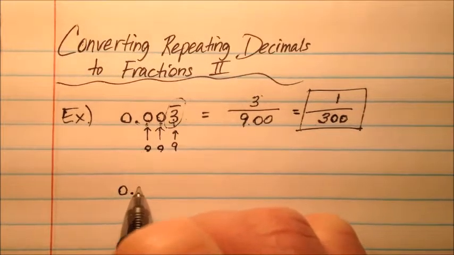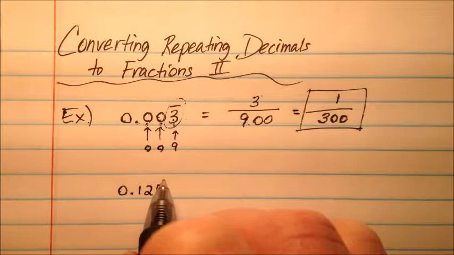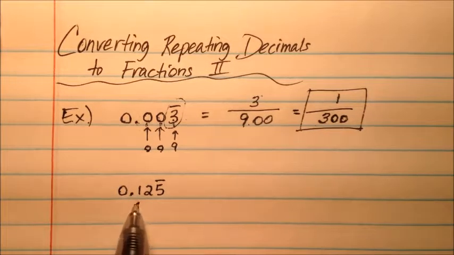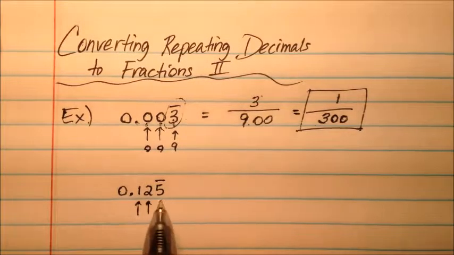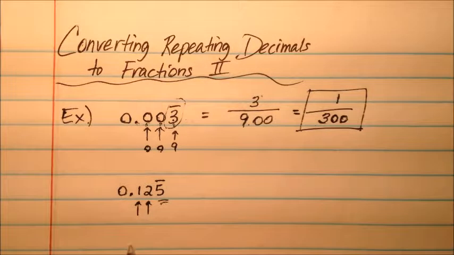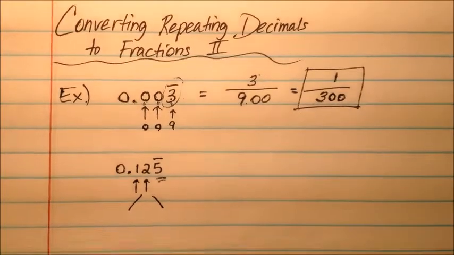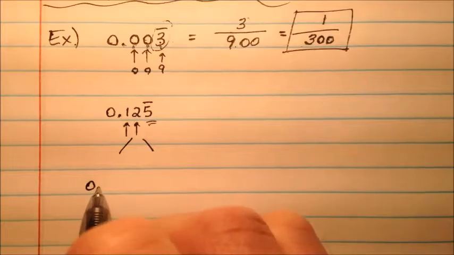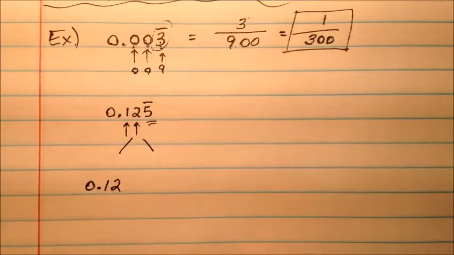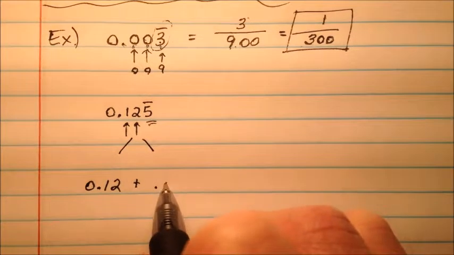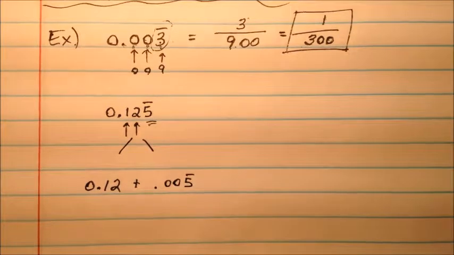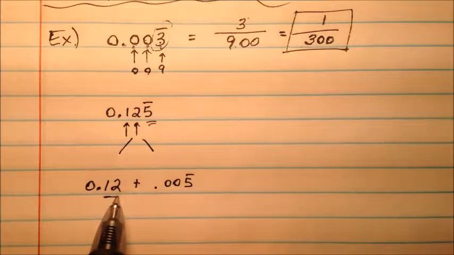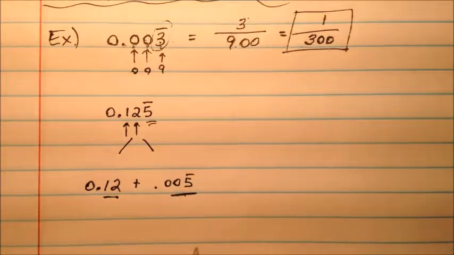Okay, so let's look at another one. Let's say 0.125, but the 5 is repeating. Here the 1 and the 2 are not repeating, but the 5 is repeating. So I'm going to break this up into two separate decimal parts: 0.12 plus 0.005 repeating. So I have a terminating decimal, and then I have my repeating decimal.